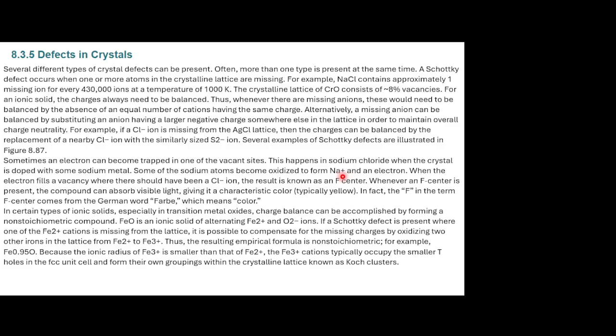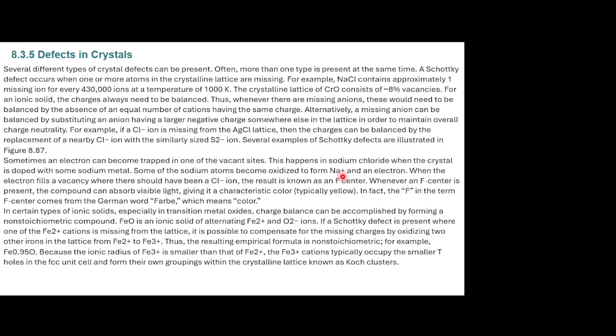Okay, so there are some alternatives here. We can have a missing anion that's actually balanced by substituting an anion having a larger negative charge somewhere else in your lattice. This would maintain your overall charge neutrality. So for example, if we have a silver chloride lattice, we could have missing chlorides, and then you'd have a similarly sized sulfur 2 minus ion that would be involved. We'll actually see a Schottky illustration in the next slide, but I want to go ahead and get the other ones quickly involved in here.